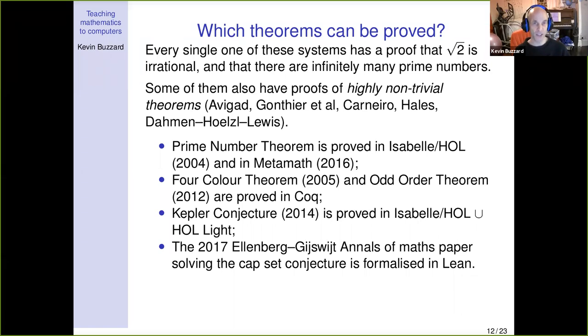And the Lean community thought, well, why don't we check that? So they checked it in Lean. So what's going on here? If we can prove all these amazing theorems in these theorem provers, then why aren't mathematicians interested?